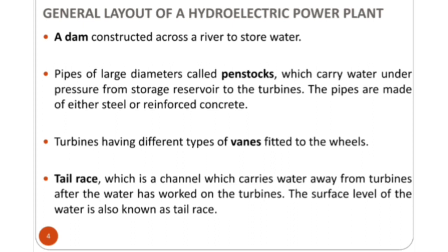Then this water under pressure will strike the vanes, which are fitted to the wheels of the turbine. After striking the vanes, the wheel of the turbine, or the runner, will start to rotate and work will be done. After work is done, this used water should be carried away from the turbine. That is done by using a channel called the tail race, and the water will be carried away from the turbine. The surface level of the water in that place is called the tail race.